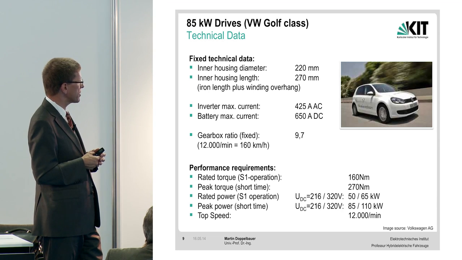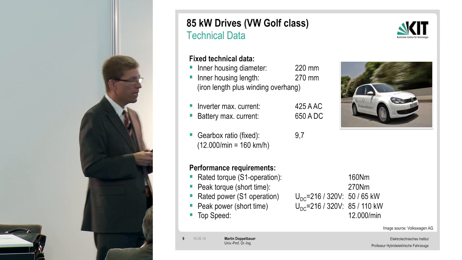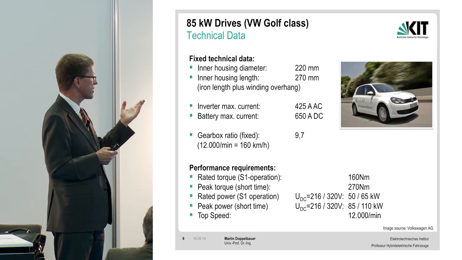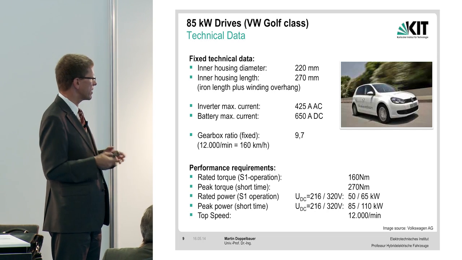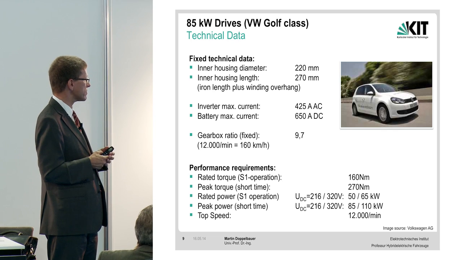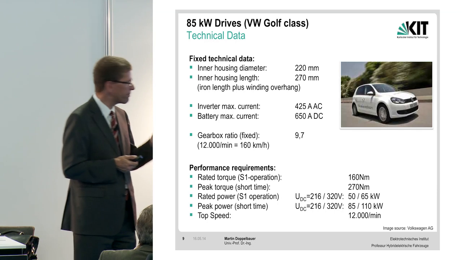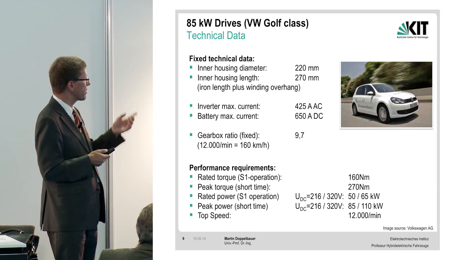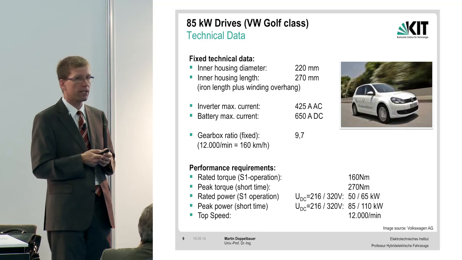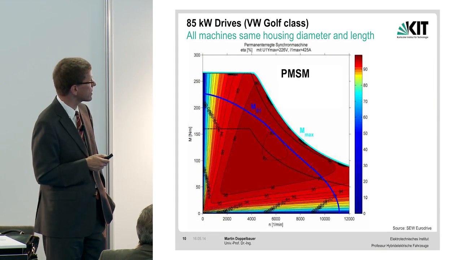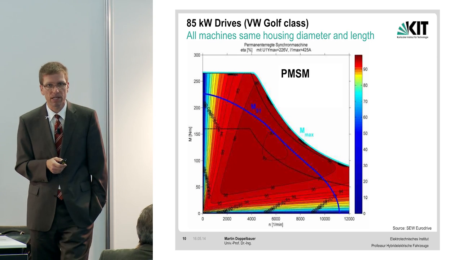I've given you also the performance that was required for continuous operation. The torque was 160 newton meters, peak torque for short time 270 newton meters. Rated power was given for various battery voltages, full and empty battery, up to 110 kilowatts peak power, and the top speed was also given by the gearbox ratio and the desired speed. Now, let's first look at the results of the permanent magnet machine that we have designed.